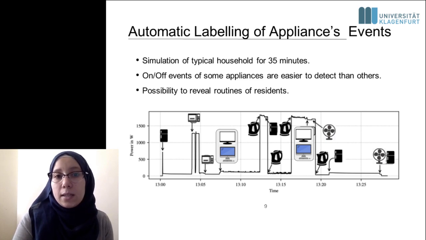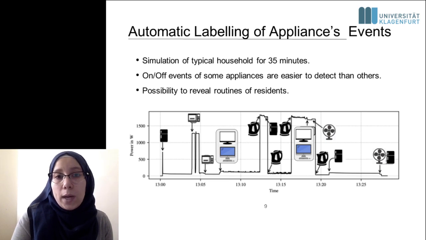And through this scenario, we came out with two main conclusions. The first one is that different appliances result in different changes in the power, and some appliances are therefore much easier to detect because they result in a huge difference in the power, like the kettle or the oven, while others, like computers or ventilators, result in a very small change in the power, which makes it very challenging to identify them by automatic systems.